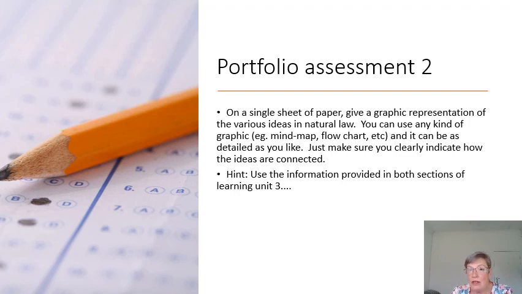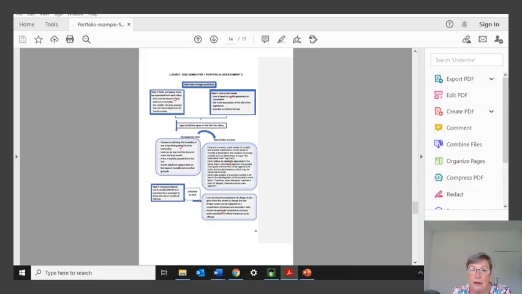And once again, I have an example from the same student from the previous semester, and I am using his stuff with his permission. And for the previous semester, the question was focused on legal positivism. So this is what he did. This is his flow chart or graphic representation of the various ideas in legal positivism. So he gets all the different characteristics and the different debates, etc., etc. Okay.